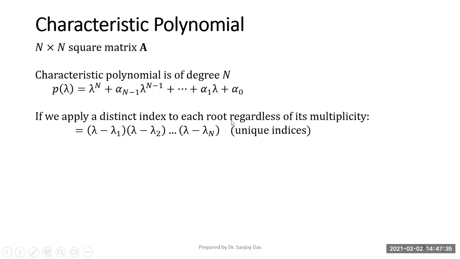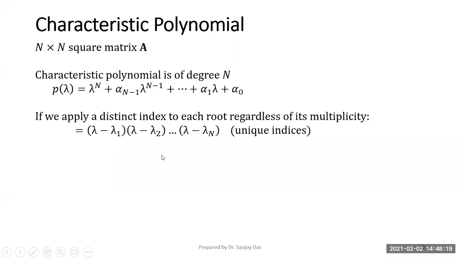And we can factorize it in this manner: lambda minus lambda 1, lambda minus lambda 2, all the way until lambda minus lambda n. Now, here I am applying unique indices to the eigenvalues. So I have lambda 1 and lambda 2 all the way to lambda n. I can also follow non-unique indexing. So these are two different ways of applying indices to the eigenvalues. It's possible that lambda 1 and lambda 2 could be equal, right? So I could have written lambda minus lambda 1 squared instead of lambda minus lambda 1 and lambda minus lambda 2.